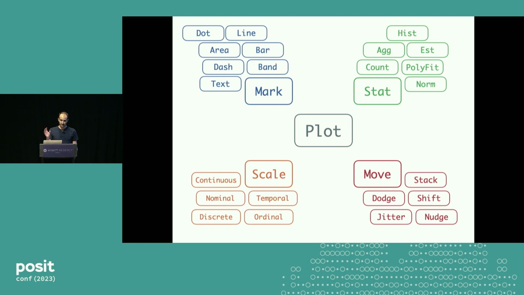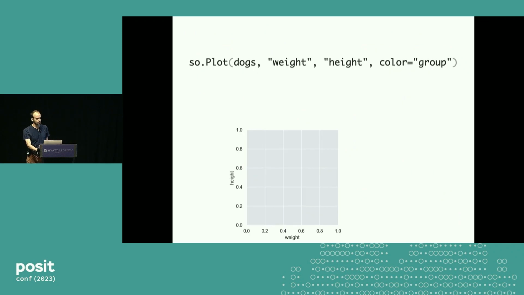So there's four basic types of objects: mark, stat, move, and scale. A mark is a visual element, like a dot or a line. A stat defines a statistical operation. A move implements a positional adjustment. And a scale maps from data to visual properties. Let's see these in action.